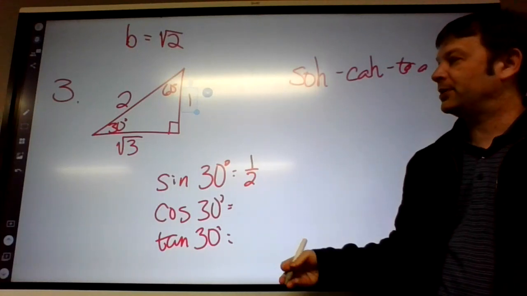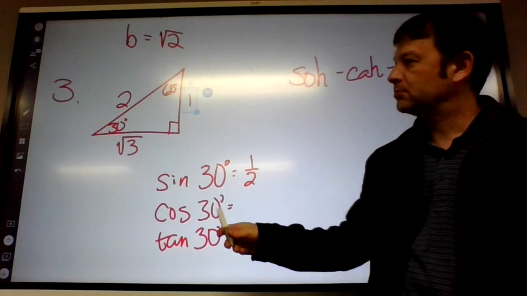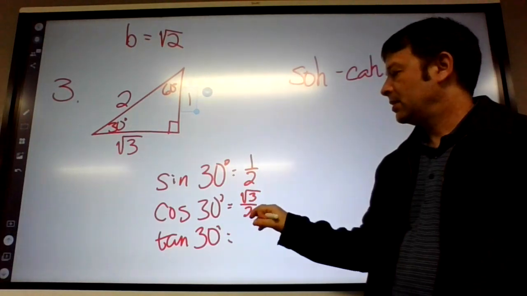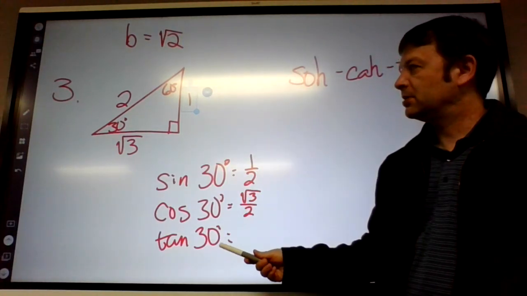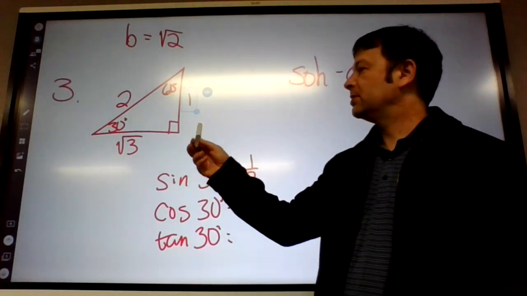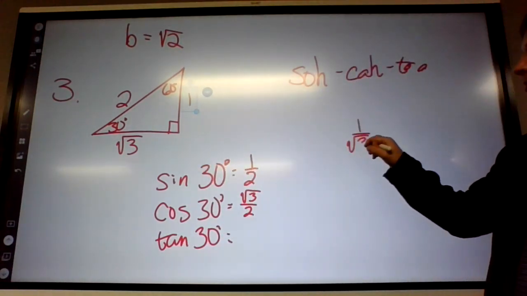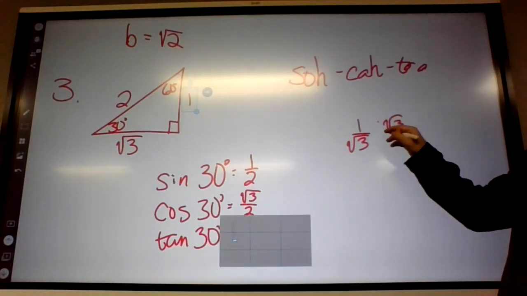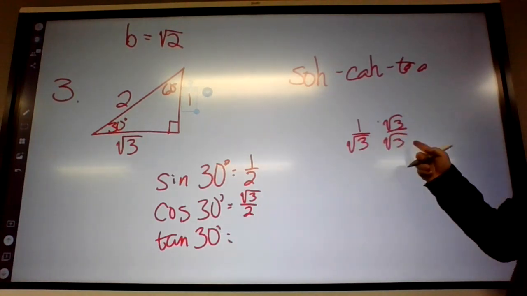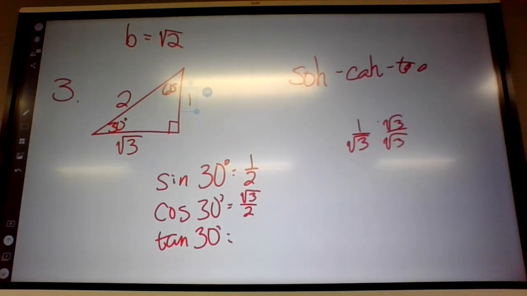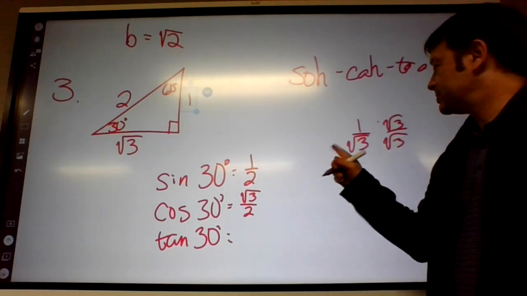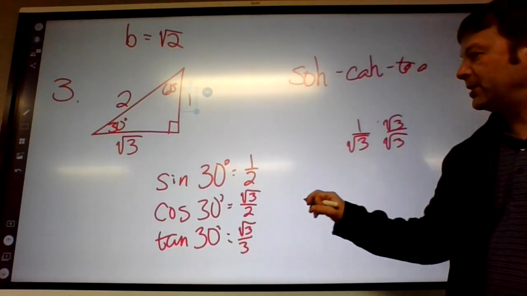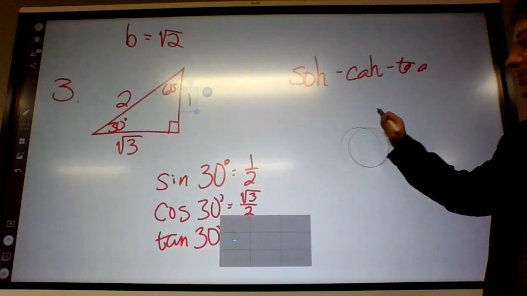Okay, Caleb, what would cosine of 30 be? Adjacent over hypotenuse, so that would be square root of 3 over 2. Yeah. And tangent? Opposite over adjacent, so 1 over square root of 3. Right, but remember we can't leave the square root on the bottom, so if we multiply by square root of 3, it's square root of 1 times square root of 3 is square root of 3. Square root of 3 times square root of 3 is 3. So it's square root of 3 over 3.